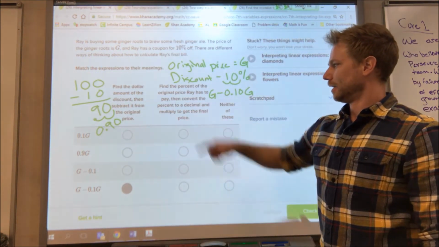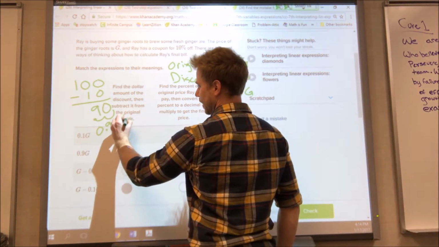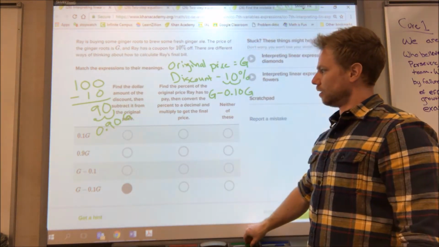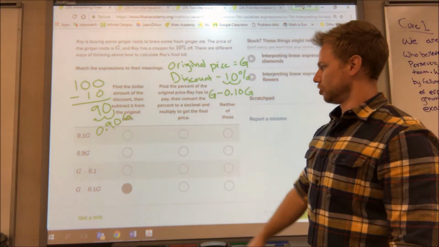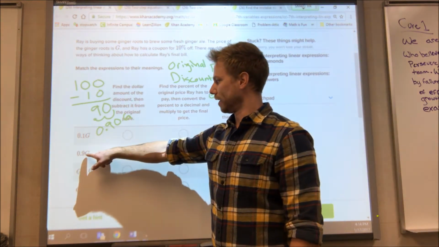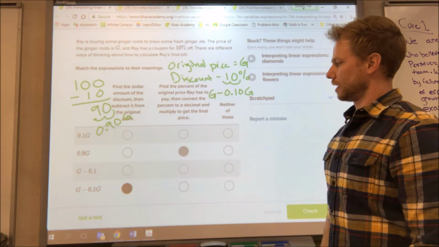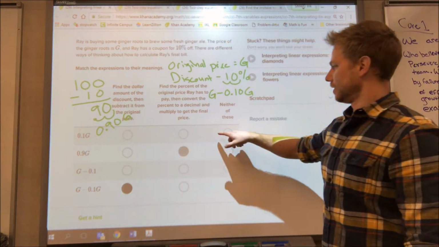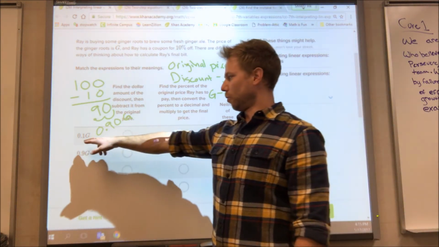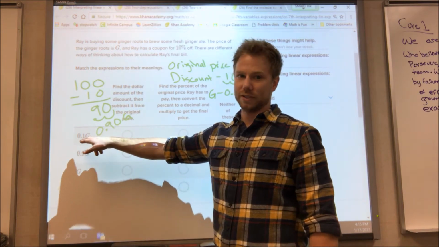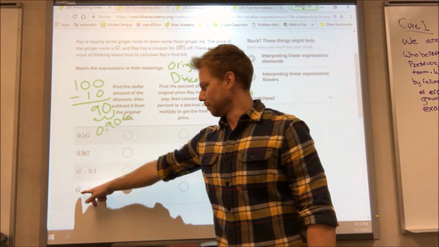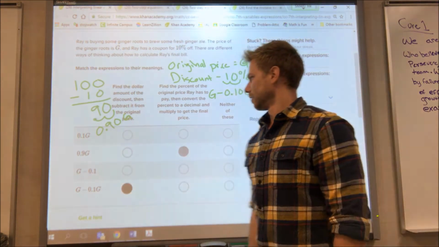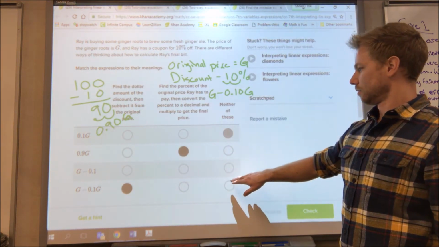And then multiply to get the final price. So we're going to take that times our original price G to figure out how much money that is. So we need 0.90 G, which is the same as 0.9 G. They just didn't put the other decimal place, which is okay. Then this first one is neither of these two. 0.1 G would actually be the amount of the discount, and G minus 0.1 G would be the sale price as well. So neither of those we're asking for.